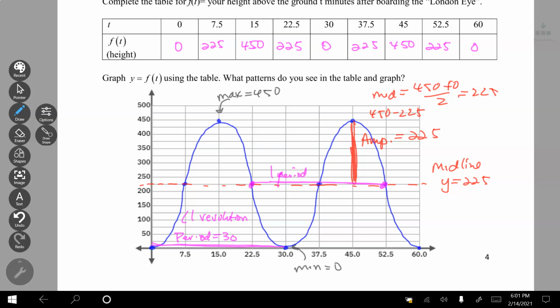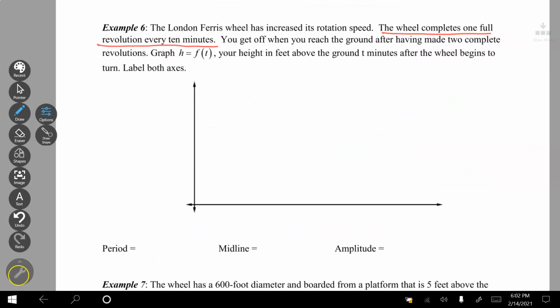So this is what we have when we have a trig function or something that's periodic that kind of repeats itself. We have these features. So let's say the operator of the Ferris wheel of the London Eye has decided to speed it up a little bit. So it's taking 30 minutes to do a revolution.